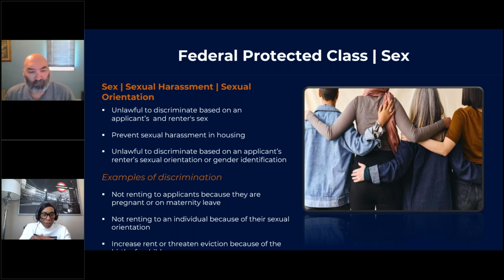Not renting to an individual because of their sexual orientation. If you see two people of the same sex who are a household, they cannot decline their application. Or if you have a current renter and they have a partner, you cannot evict them, because that goes against the fair housing laws. Eviction or threat of eviction if you decline sexual advances. We talked about that. Next slide.